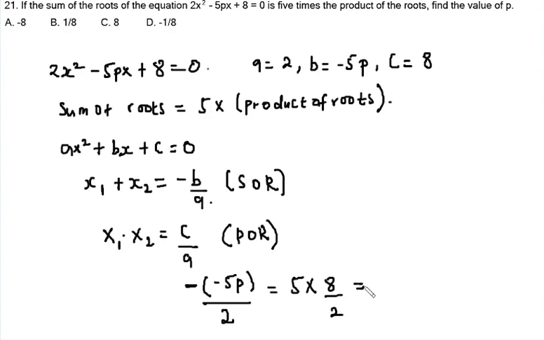So this simply implies that if you have minus times minus, you have 5p over 2 is equal to 5 times 8 over 2. We know that 5 over 2 can cancel out 5 over 2 here, so p can be equal to 8. Okay, so p is equal to 8. So our answer to this question is C.